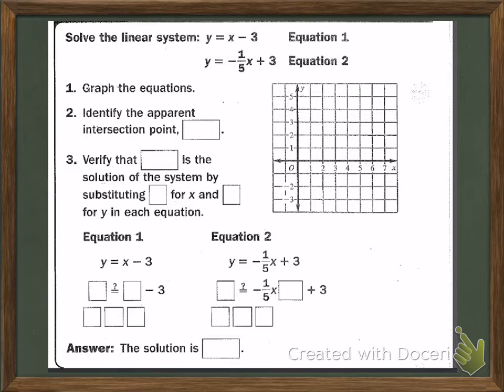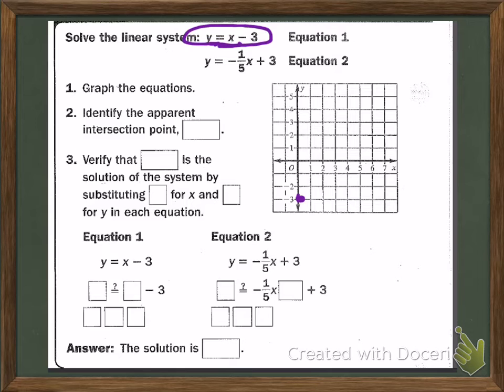So in example 1, we're going to solve the system of linear equations. And one of the first ways we're going to look at solving is graphing. So of course we have to graph the equations. I'm going to start with the first equation, y is equal to x minus 3. Now you should know that that tells you that the y-intercept is negative 3. So on my graph, I'm going to put a dot at negative 3.